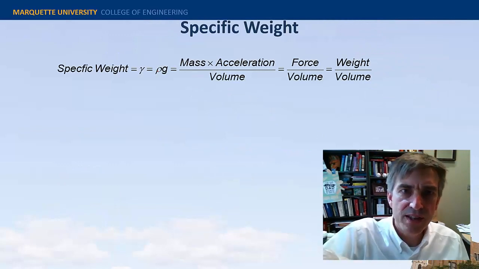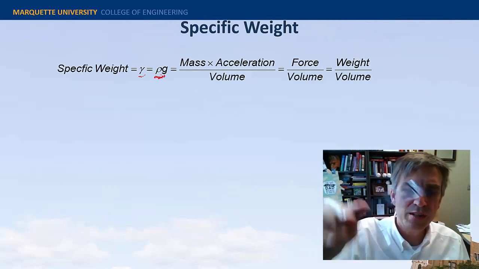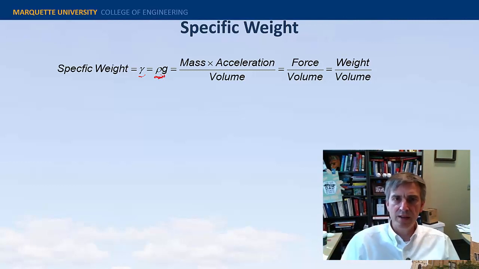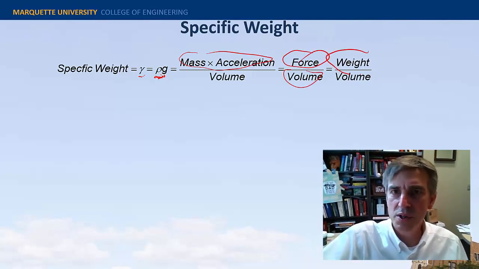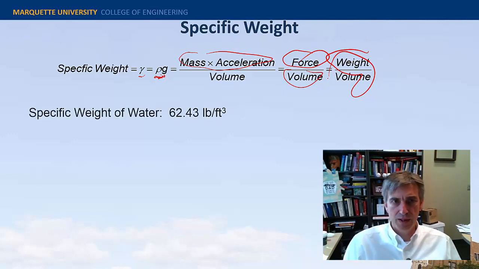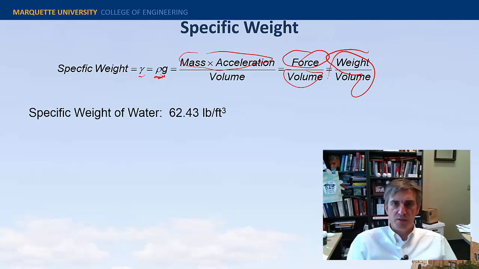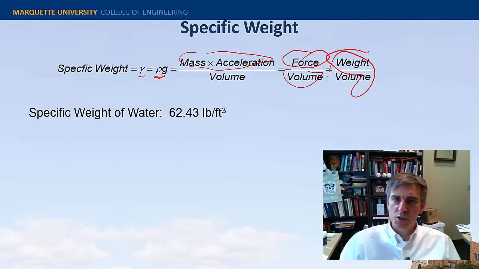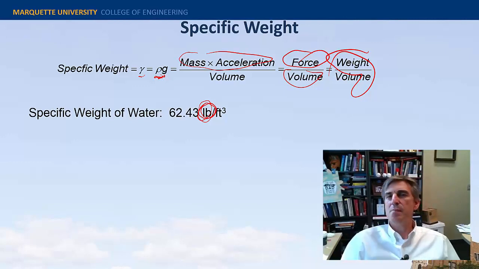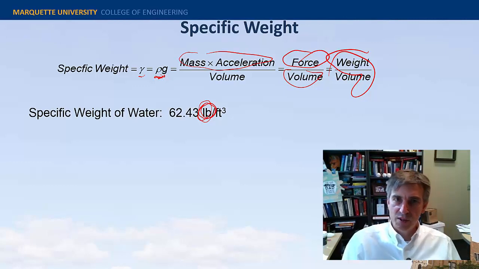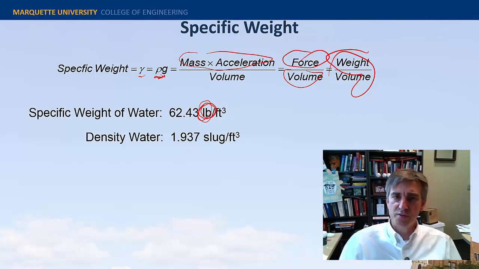Specific weight is just the quantity rho times g. It appears so often we give it its own variable, gamma. What is that? That's density times gravity, so it's really mass times acceleration, so we get a force over volume, and that force is really the weight over the volume of the fluid. So the specific weight of water is 62.43 pounds per foot cubed, and you might not remember, but if I say pounds, by default that's pounds force, just like if I say psi, by default that's absolute. The density of water is 1.937 slugs per foot cubed.